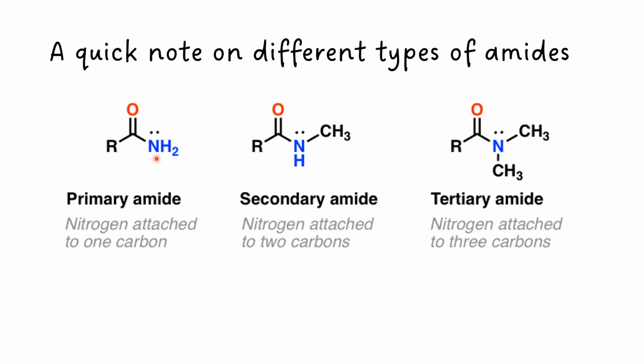So we need to think about what is reacted with it. In this case, it would be ammonia. This would be a primary amine. This would have been a secondary amine.